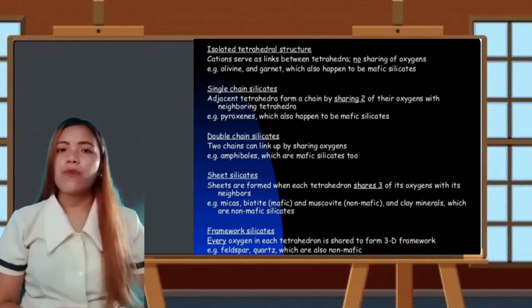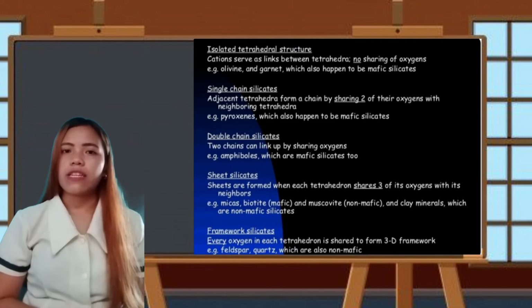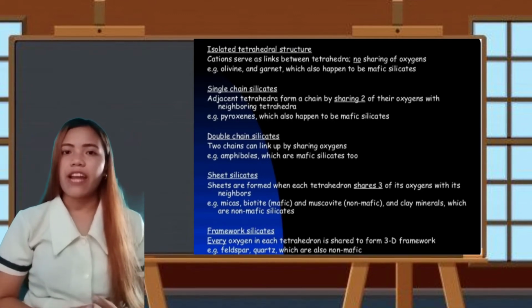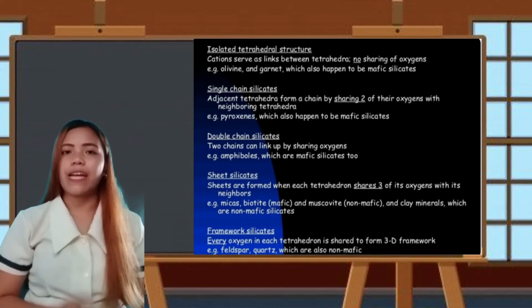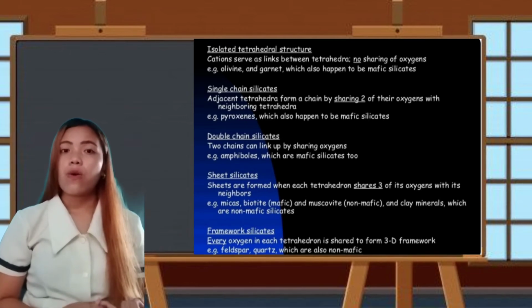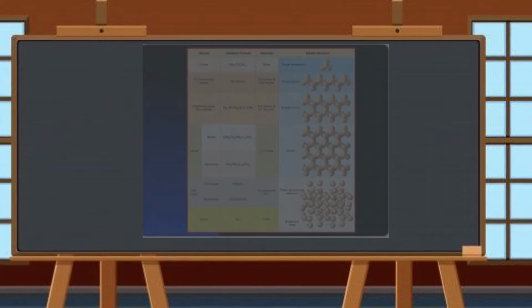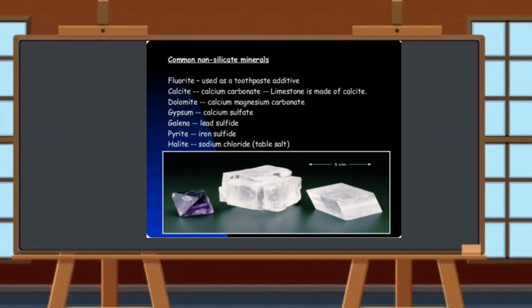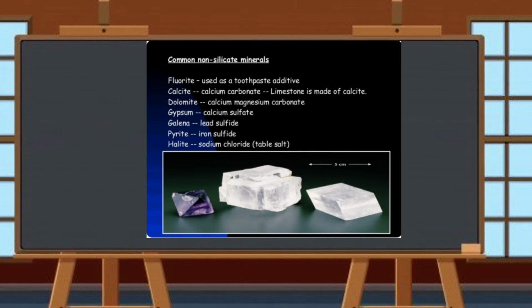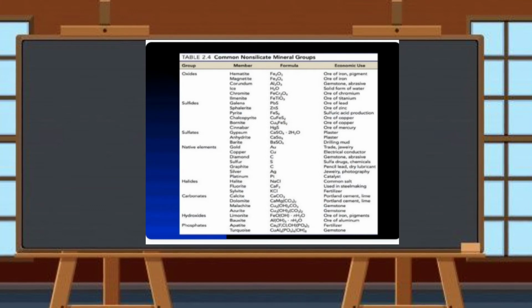Next, framework silicates. Every oxygen in each tetrahedron is shared to form a 3D framework. Examples are feldspar and quartz, which are also non-mafic. Common non-silicate minerals: fluorite, calcite, dolomite, gypsum, galena, pyrite, halite. Common non-silicate mineral groups.